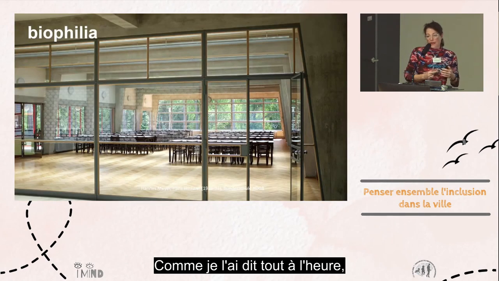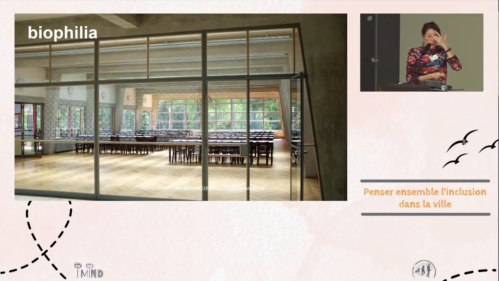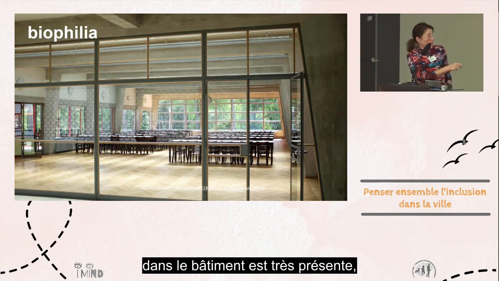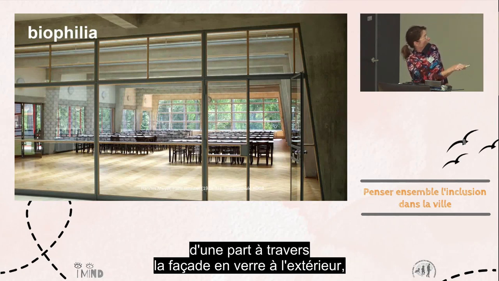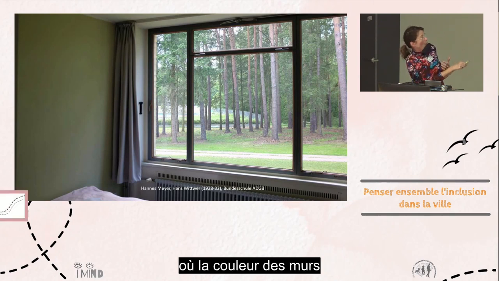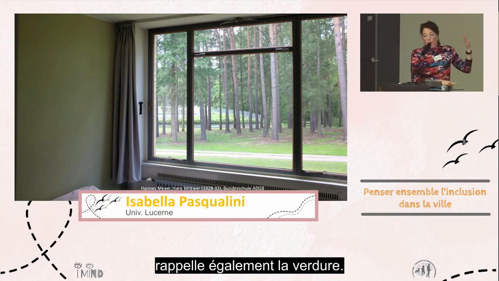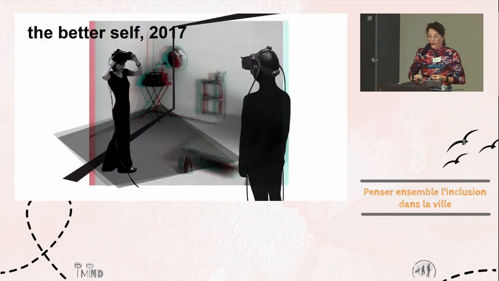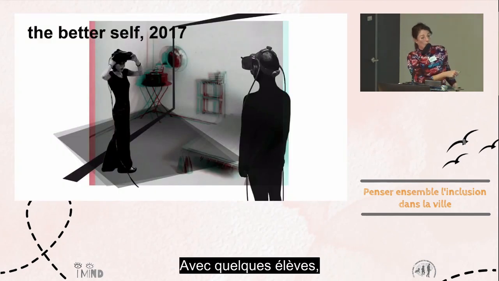And as I said before, the introduction of green elements from the exterior into the building is really present, on the one hand through the glass facade outside, and on the other hand in the dormitory, where the color of the interior is used to pick up the element of greenery.